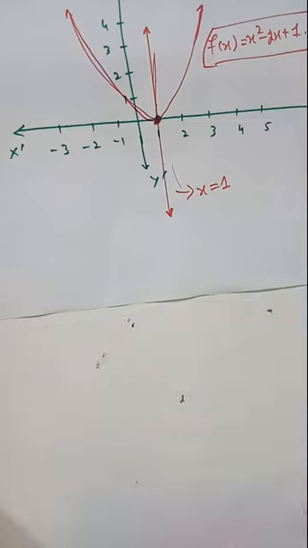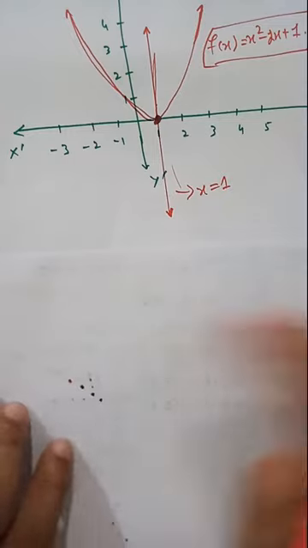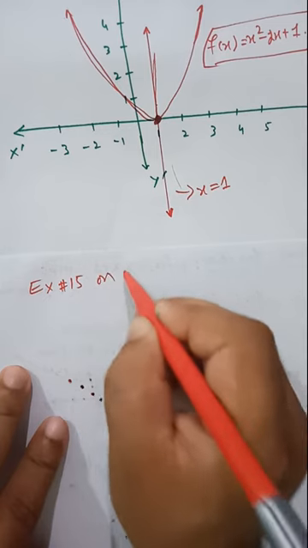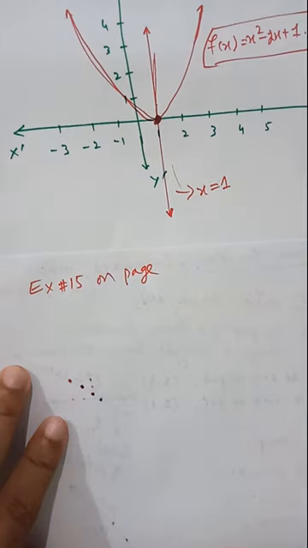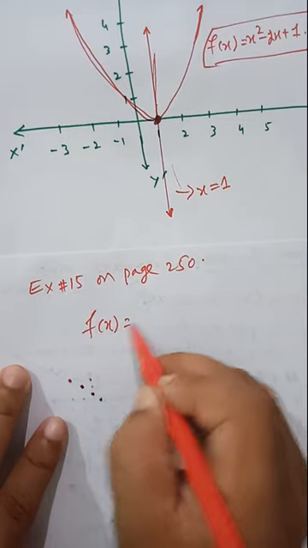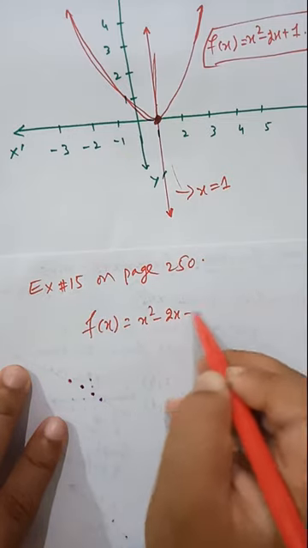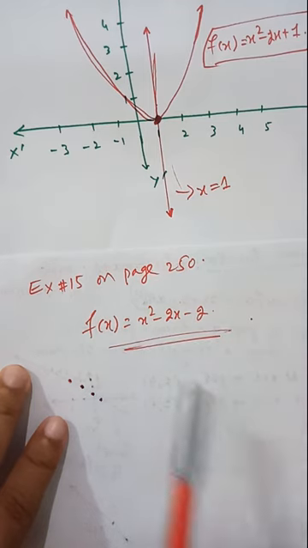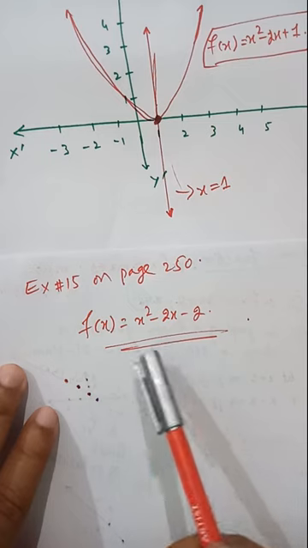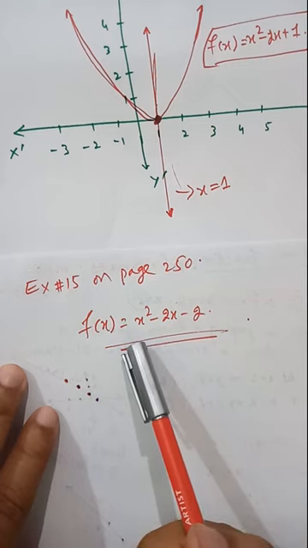Another example, which must be the assignment for you people. Example number 15 on page 250. The function is x square minus 2x minus 2. Sketch the graph of this. So this is quadratic, the graph must be a parabola. Now here the value of a is 1, branches will be open upward.